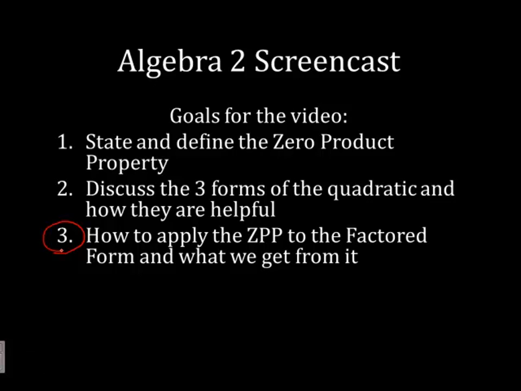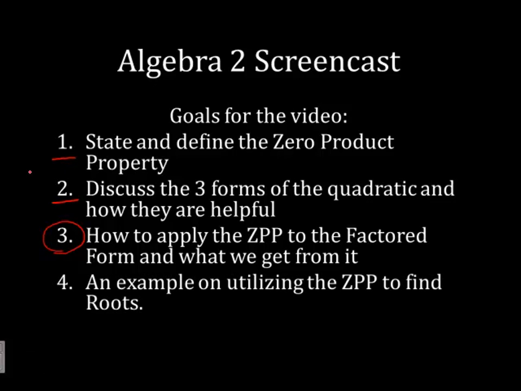And this will be our opportunity to marry these two ideas that we talk about first. And finally, I'll give you an example on how to utilize the zero product property in finding roots, and I will define roots for you.